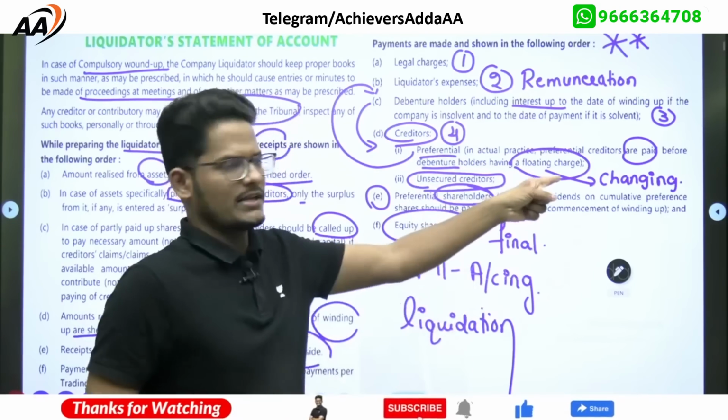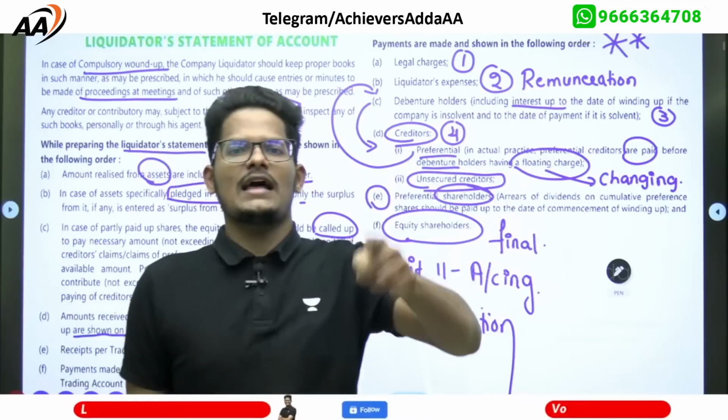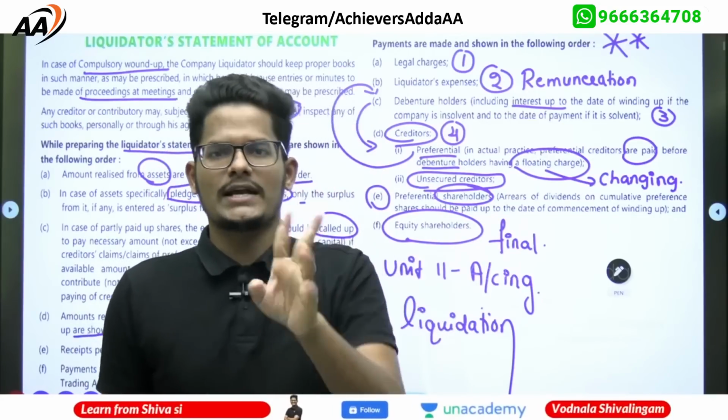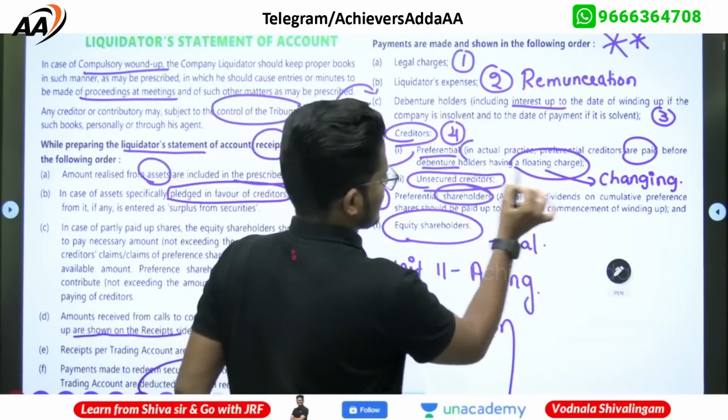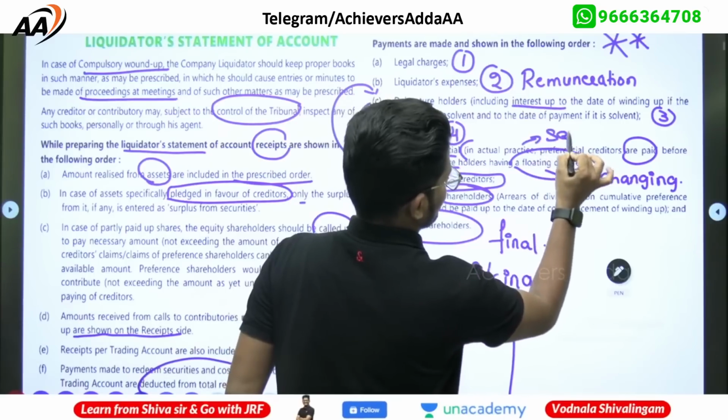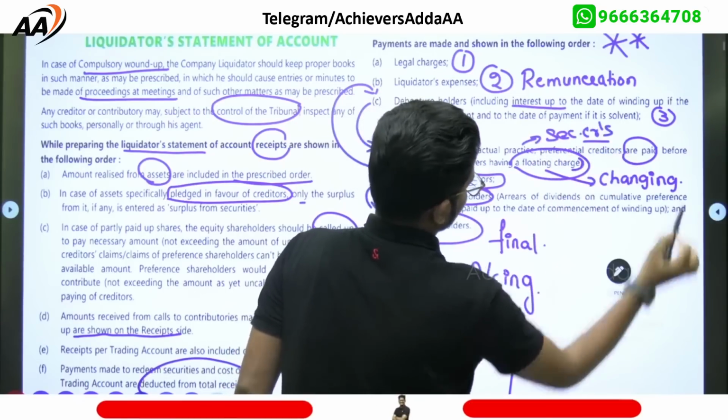Preferential creditors having a floating charge are called unsecured creditors. These bracketed persons are nothing but secured creditors only. This is a valid doubt.